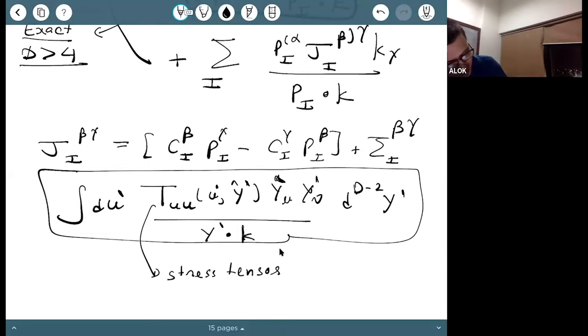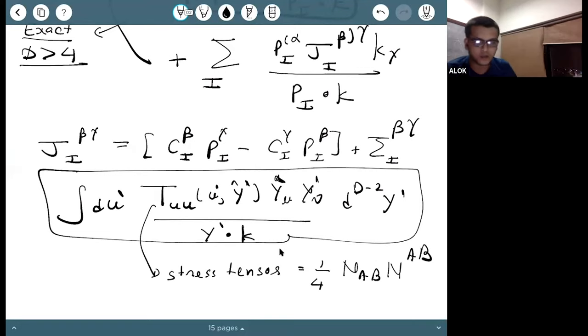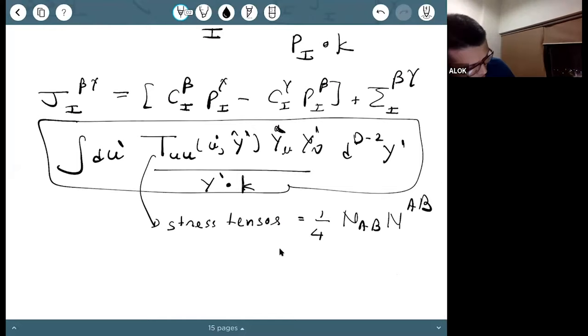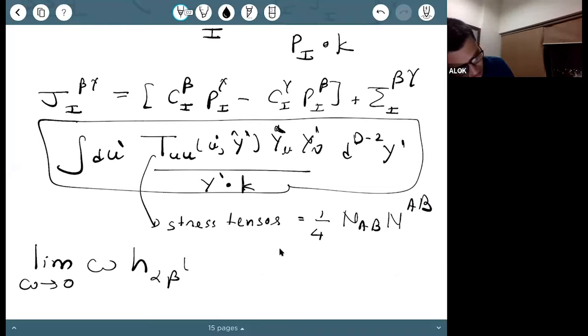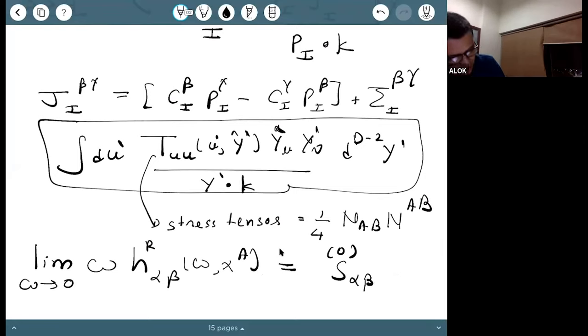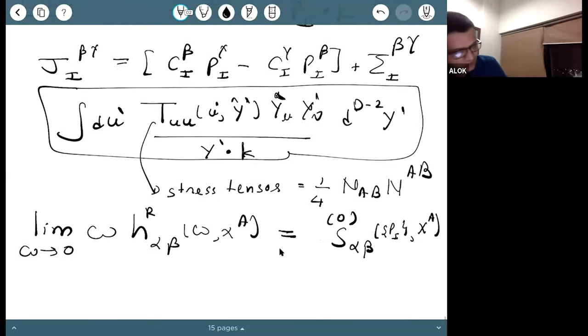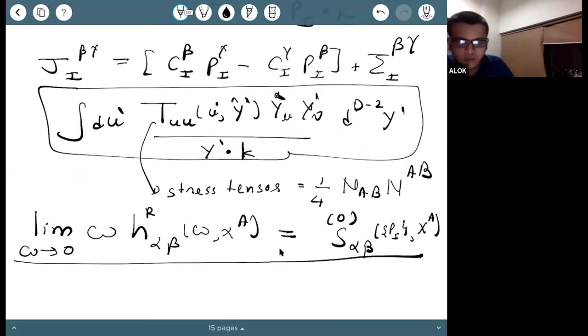For example, if you only have gravity, then this will just be 1/4 N_AB. I just now conclude here. I apologize, I'm going over time. If we just take this equation now, the first equation, the first term in the soft expansion, let me collect all this stuff and call it the soft factor, S_0, which depends on the asymptotic momenta and the direction where we are putting our detector. Then we can immediately show that this is equivalent to the conservation law that Gabriel and Sasha asked about.